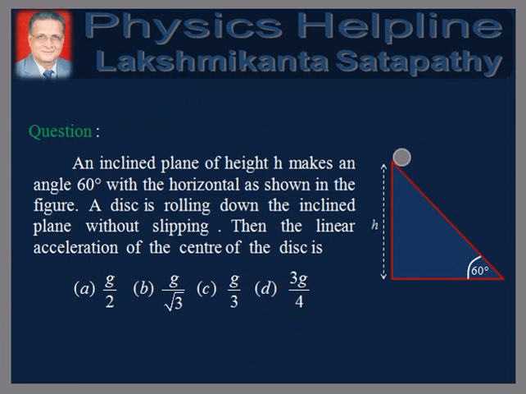An inclined plane of height h makes an angle 60 degrees with the horizontal as shown in the figure. A disc is rolling down the inclined plane without slipping. Then the linear acceleration of the center of the disc is. The options are g by 2, g by root 3, g by 3 and 3g by 4.